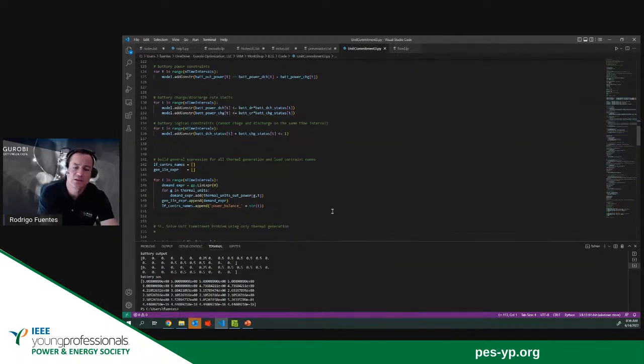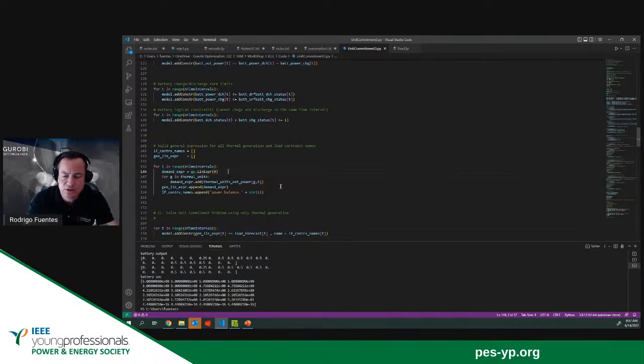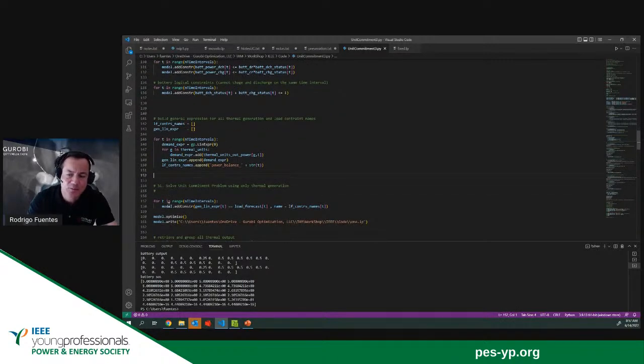After we've defined all the variables and the constraints for our problem, we are going to define the different scenarios that we want to solve. Okay. So to do that and to make the use of the code more generic, I'm going to define a couple of empty structures. And to those structures, I'm going to assign the summation of all the thermal generation for each of the time intervals, right? That's going to be this general linear expression here. And I'm going to also store the name of the load forecast constraints. And there is a reason for that, and I'll show you what it is. That will make redefining the load forecast constraint easier for each of the scenarios.